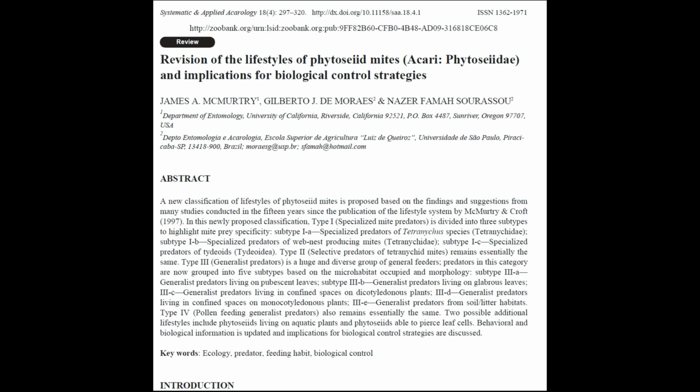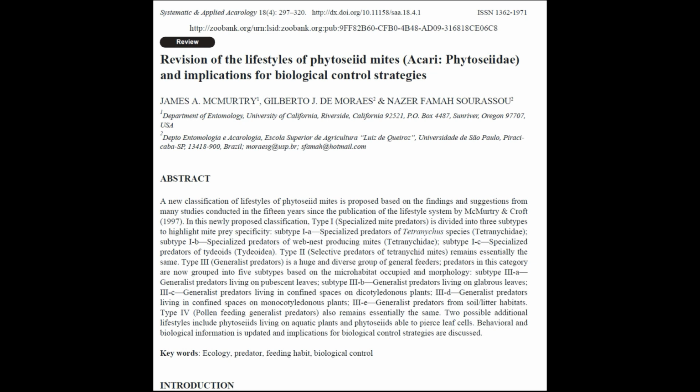Type 2, selective predators of tetranychid mites. So they're essentially the same, but these are mites that will eat tetranychid species, but they will also go after pollen in some cases, or sometimes they will go after other genera of tetranychids.